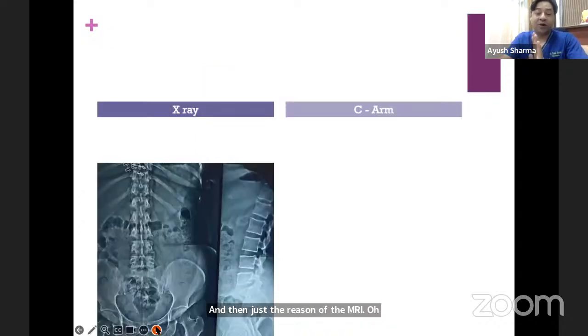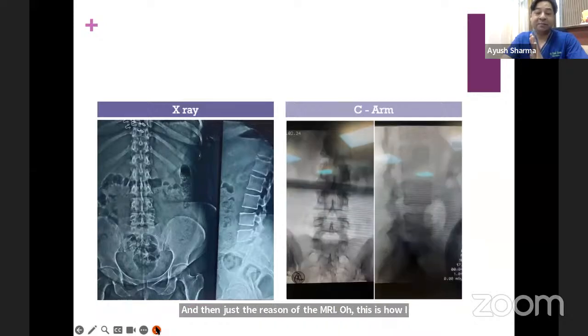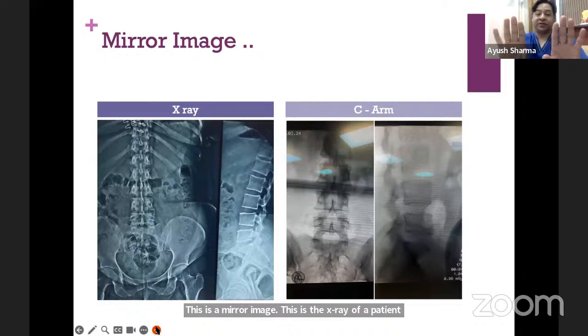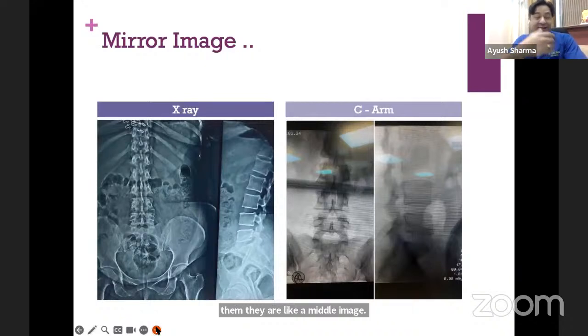So this is how I look at an X-ray. This is a mirror image. This is the X-ray of a patient, and this is a C-arm image of the same patient. And if you see them, they are like a mirror image. For a spine surgeon, X-ray means much more to me, especially for someone like me who is a minimally invasive spine surgeon. This is how I see the patient when I'm operating, and this is how the X-ray allows me to see them.